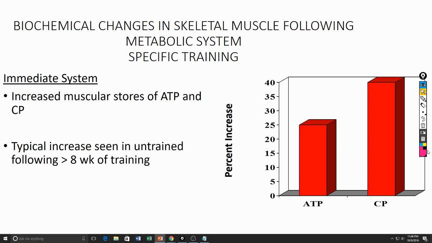Okay, so here we have percent increase of ATP and creatine phosphate in muscle. Higher concentrations of ATP, 25% more ATP stored in the muscle, 40% more creatine phosphate. So those two things together mean you have a much greater capacity for doing anaerobic work.